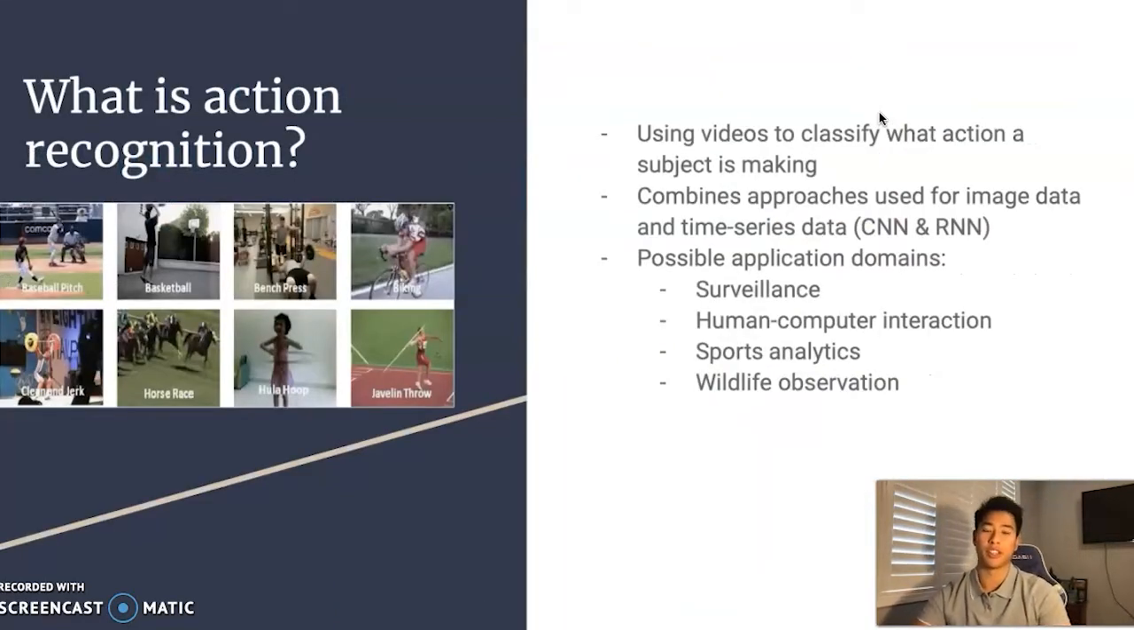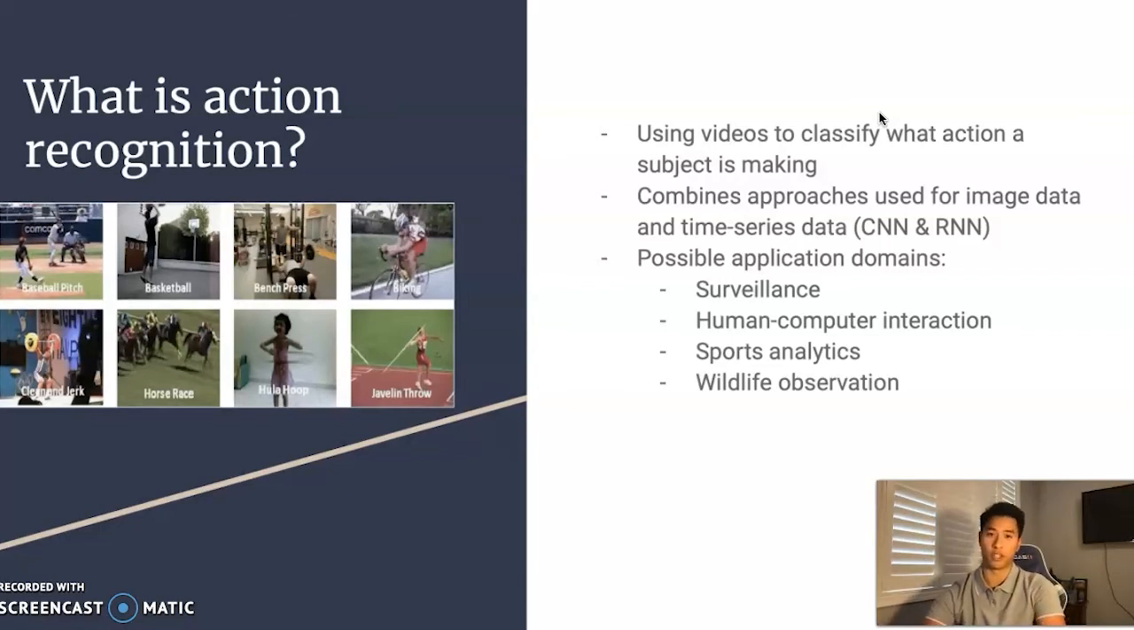So what is action recognition? Action recognition is a deep learning task that leverages video data to classify what action a subject is making within a video. And because videos are essentially a sequence of frames, which are in themselves images, this task combines approaches used for image data and time series data. So you'll see the incorporation of convolutional neural networks with recurrent neural networks here.